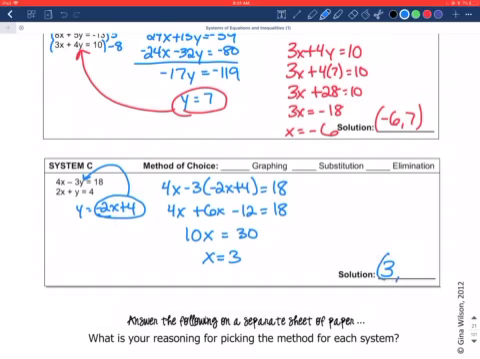So then we take that x equals 3 and plug it back in to the y right here. So it'll be y equals negative 2 times 3 plus 4. Negative 6 plus 4, and that will be negative 2. So 3, negative 2 is our answer.